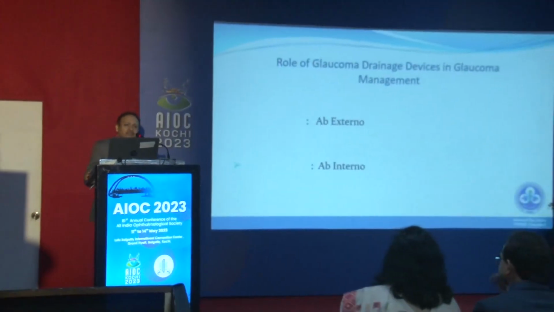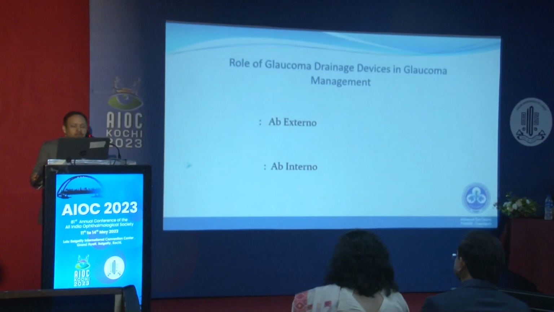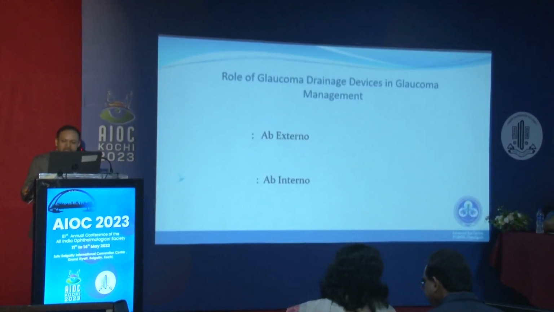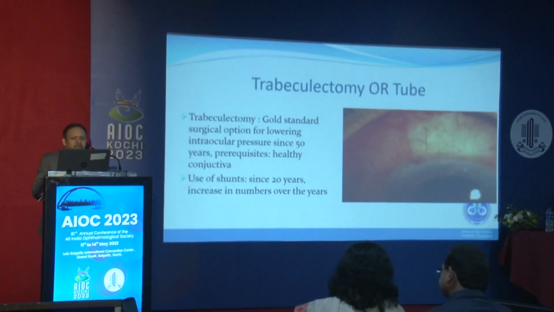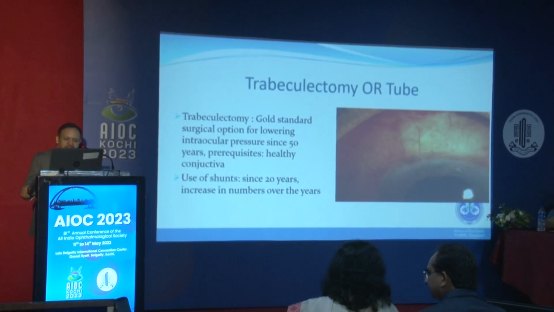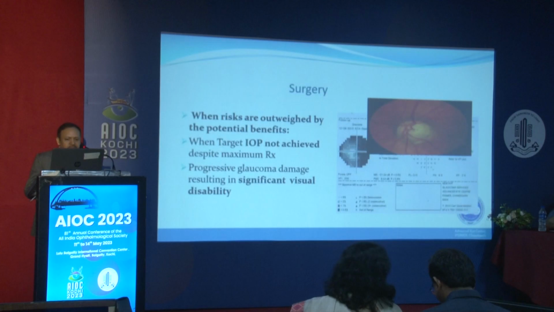Initially it was used for failed trab or for inflammatory glaucomas, but now more and more even primary surgeries can be done with stents as well as combined with cataract surgery. So trabeculectomy or tube? We know that trabeculectomy is still the gold standard for lowering the pressure, and a prerequisite for this is healthy conjunctiva. And use of shunts has been increasing over the last 20 years.